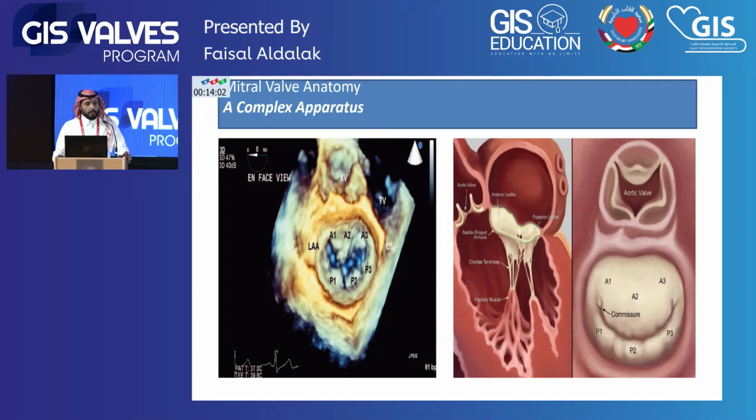Probably this is the surgical view, and the surgeons are well aware of this. The anterior and posterior leaflets, scallops, anterior, A1, A2, and A3, and the same thing for the posterior leaflets.